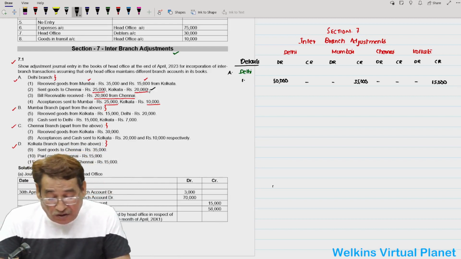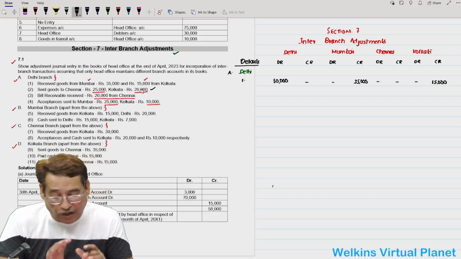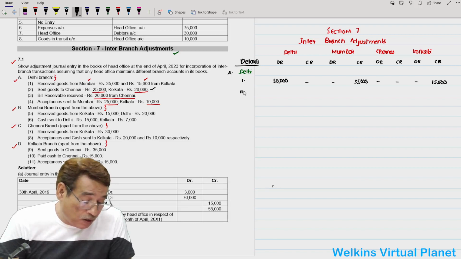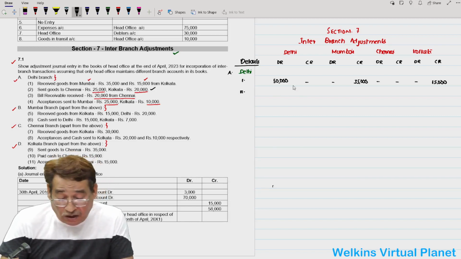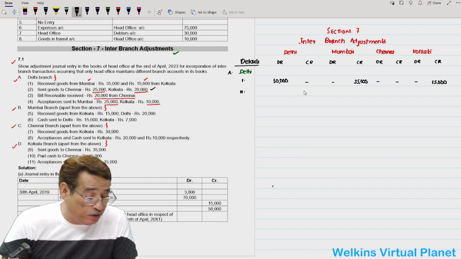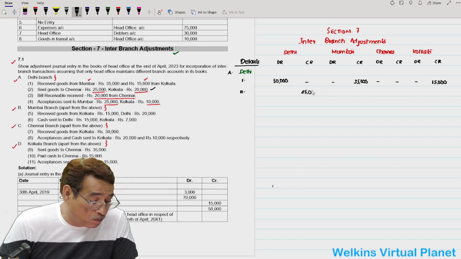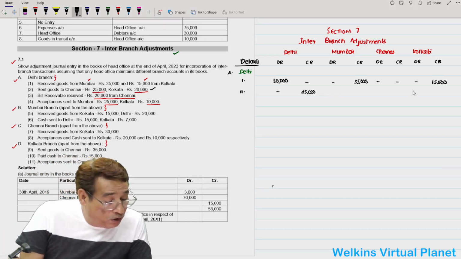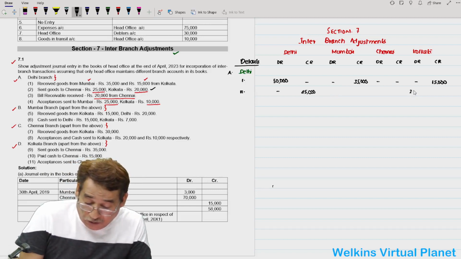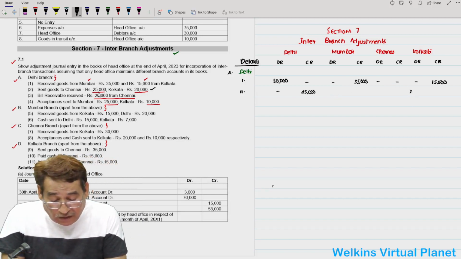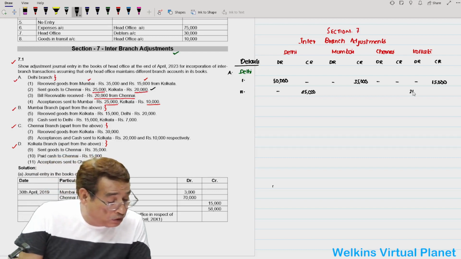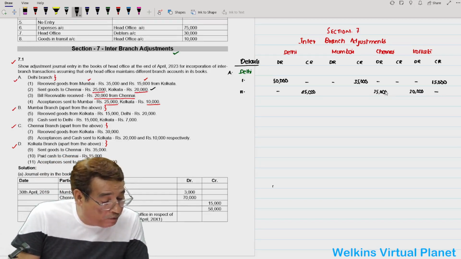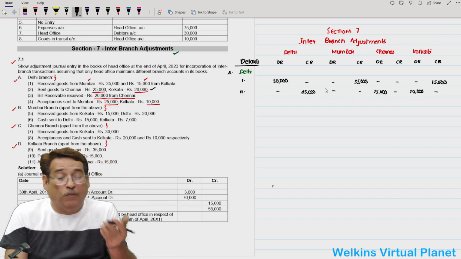Now, similarly, the next transaction is sent goods to Chennai 25 and 20. Total 45,000 worth of goods this time have been sent. Sent means supplied by Delhi head office. So, Delhi head office is sender of the goods. As far as second transaction of Delhi is concerned, now Delhi is sending the goods worth rupees 45,000. So, towards the credit side of the Delhi branch, I will write here 45,000. Out of this 45,000, Chennai is receiving 25,000 worth of goods and Kolkata is receiving 20,000 worth of goods. I will write here 20,000 towards the debit side of Kolkata. And Chennai branch is receiving 25,000 worth of goods. So, towards the debit side, I will write 25,000 and so on. This is how you have to keep on incorporating the transaction.